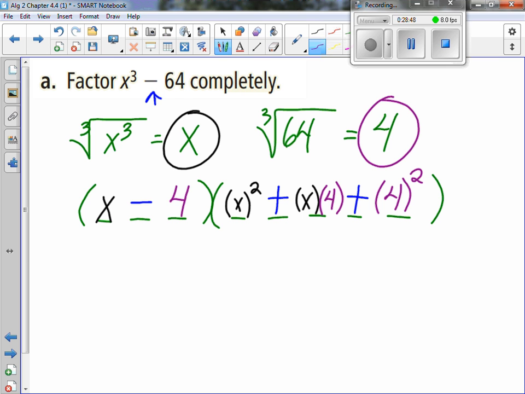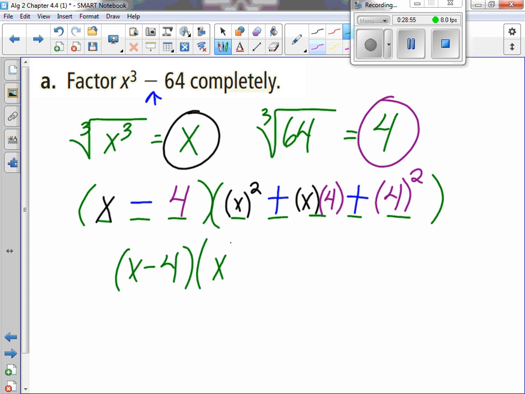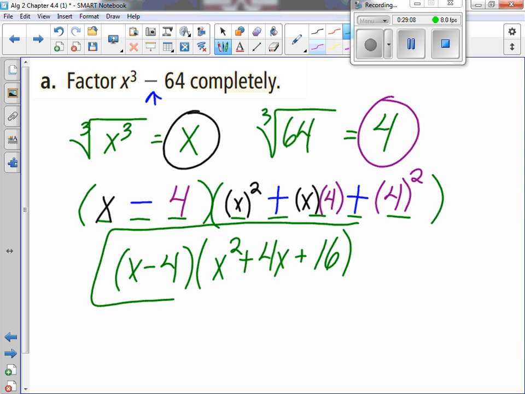Now we just need to simplify this. Well, the x minus 4 is simplified. x squared plus x times 4 is 4x, and 4 squared is 16. And we get this here. Any questions on this here? Any questions on this one here? We good with this here? Yes? Okay.